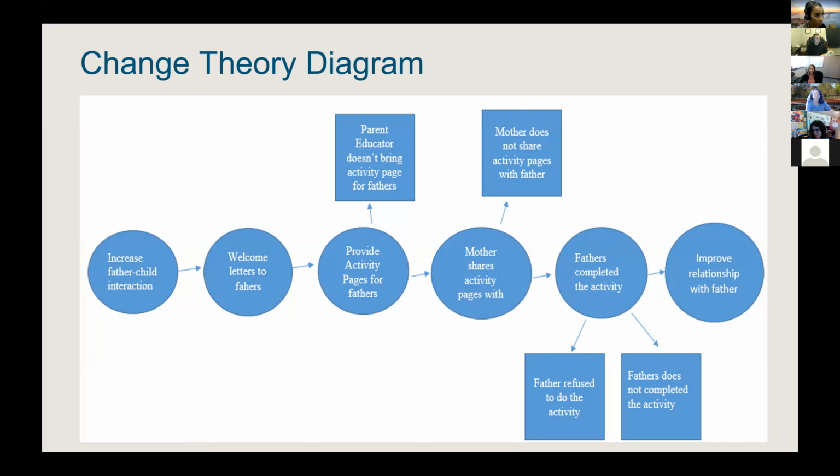Theory diagram: increased father-child interaction. We sent welcome letters to fathers and provided activities, and mothers shared the activity pages. In most cases, we were delivering materials to the homes. Fathers completed the activity, and the final outcome was improved relationships with fathers.